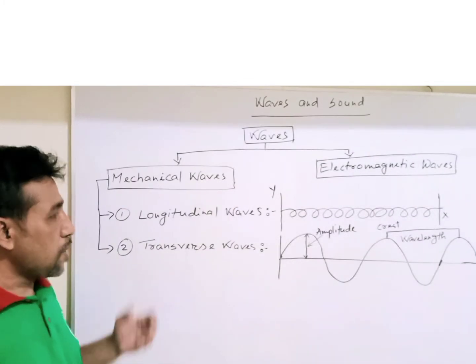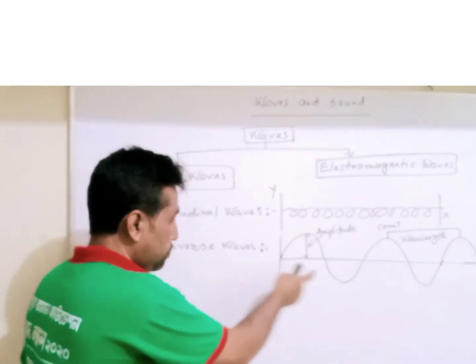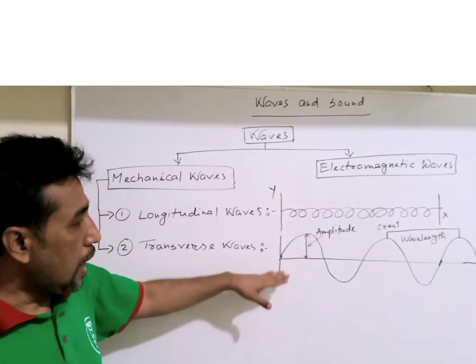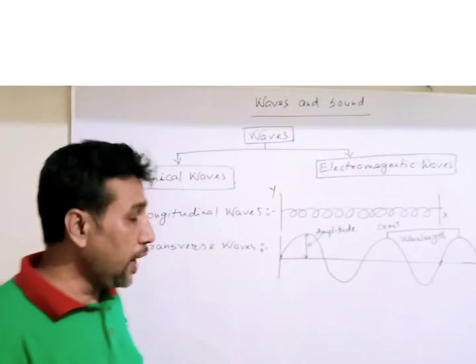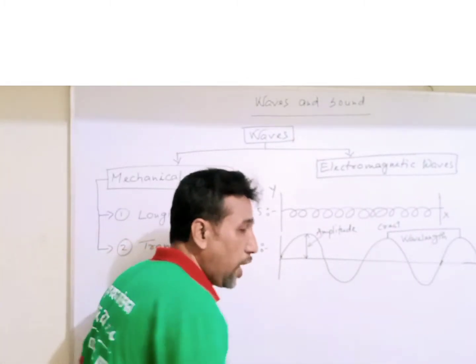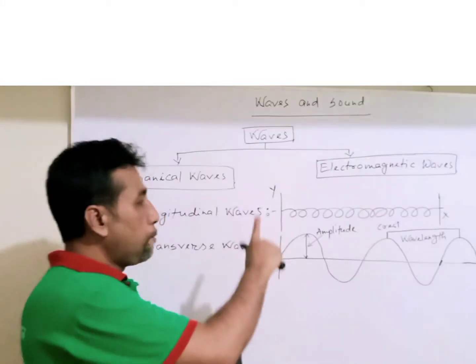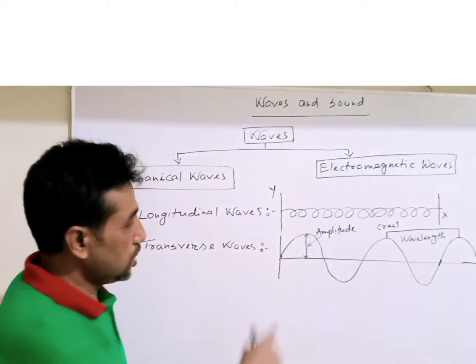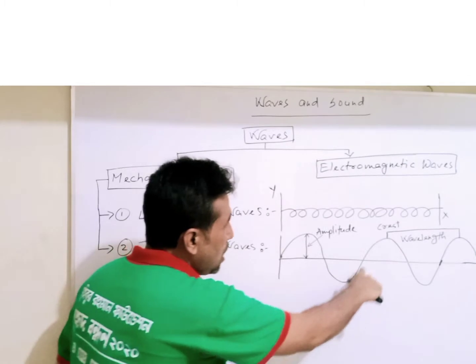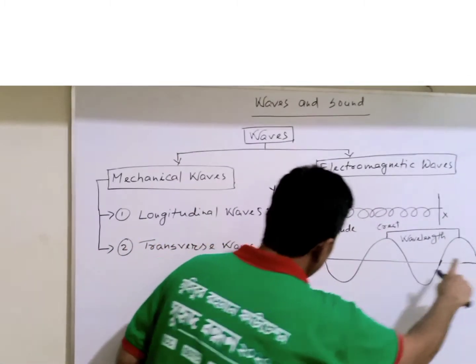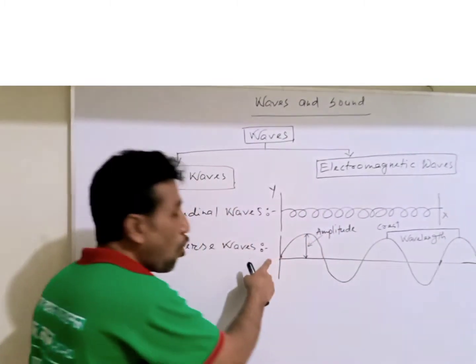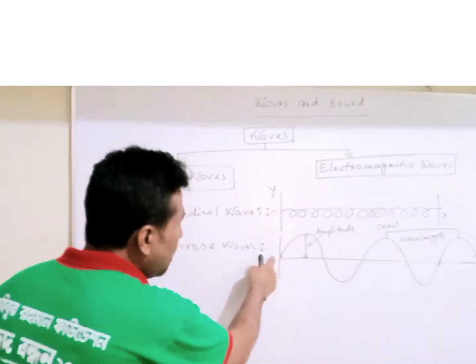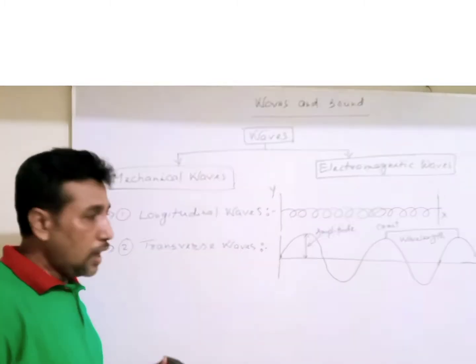Now come to the transverse wave. In a transverse wave, the direction of the displacement of the medium and the direction of propagation of the wave are perpendicular to each other. You see here, this is the displacement of the medium. Suppose it's a rope.